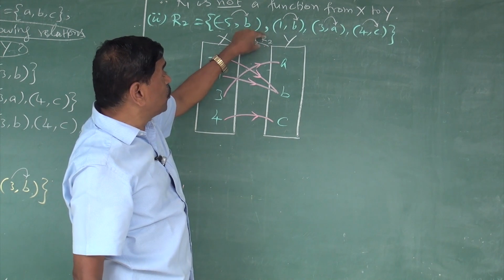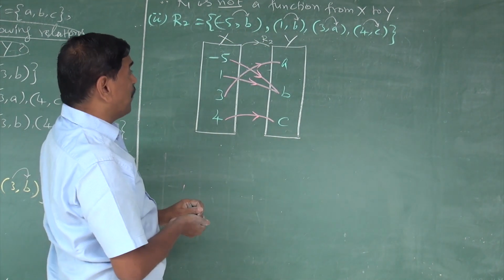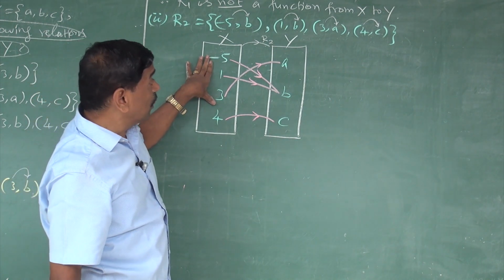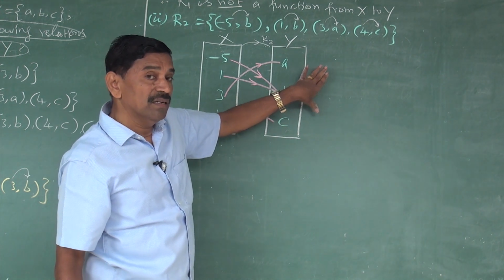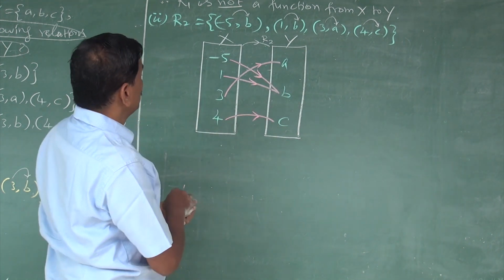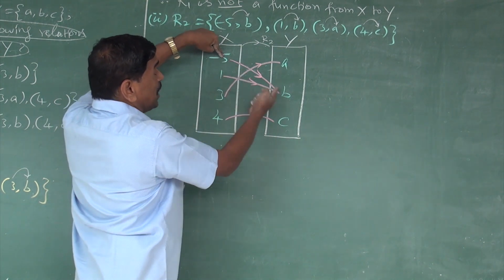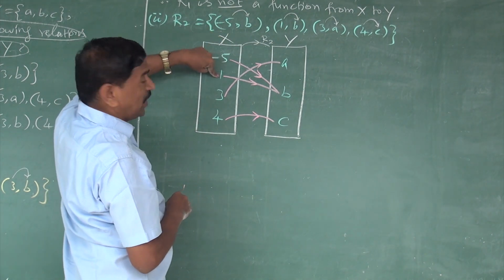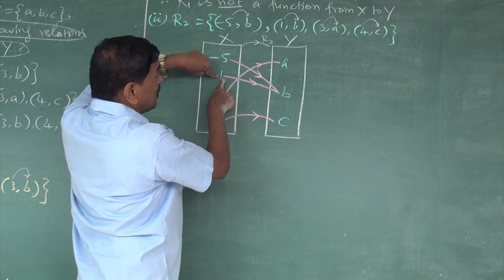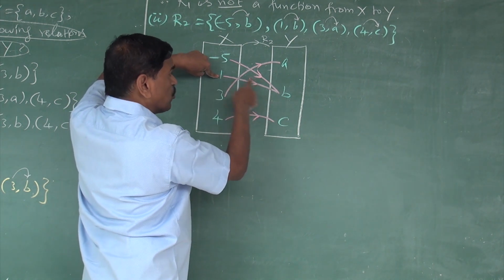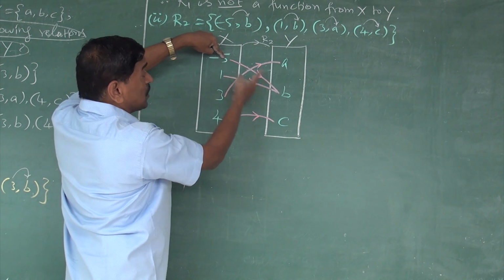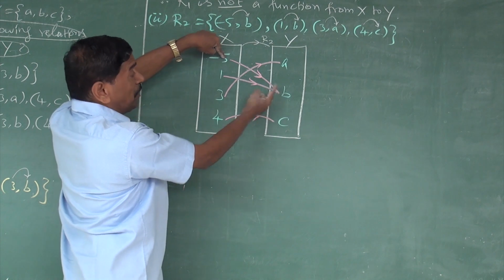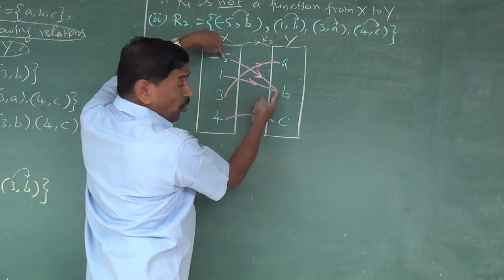Here R2 is a relation. We want to verify whether R2 is a function or not. A function means each element in X has a unique image in Y. Then R2 is a function. Listen, here minus 5's image B. Minus 5 has a unique image, only one image. 1's image B, 1 has only one image, a unique image.